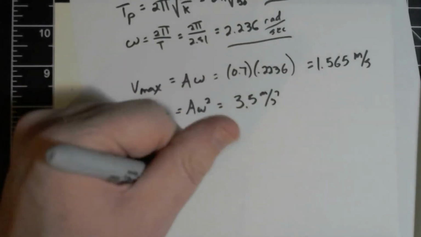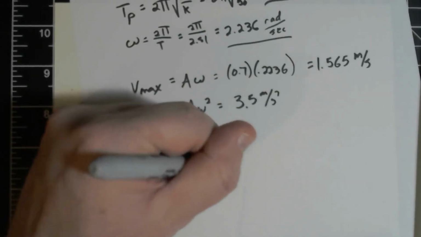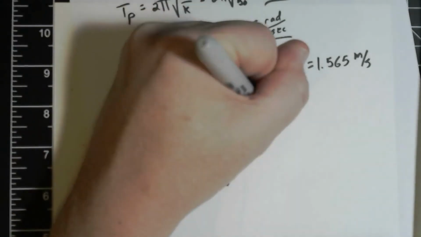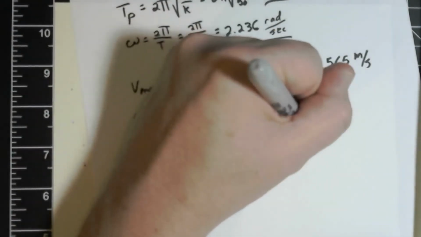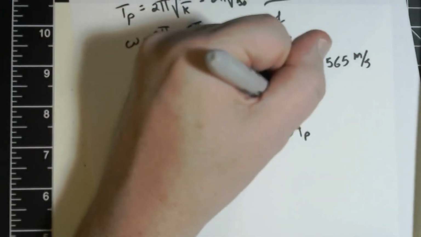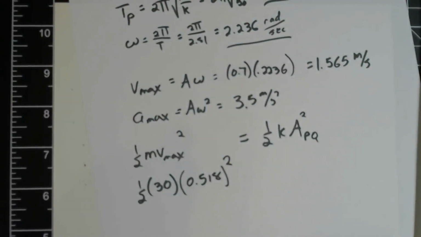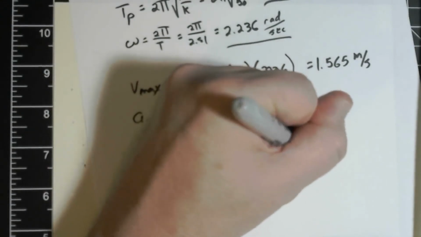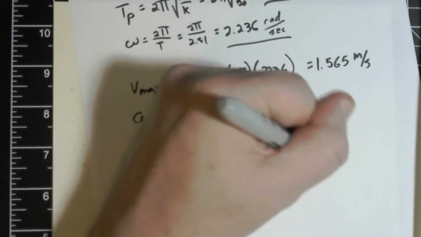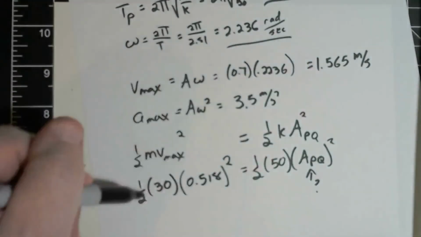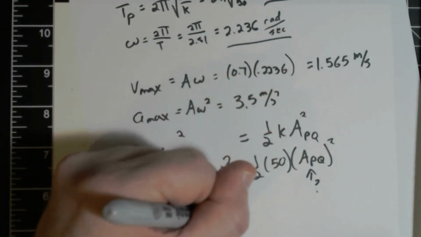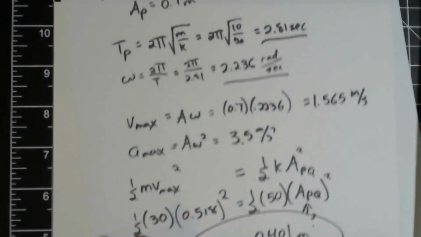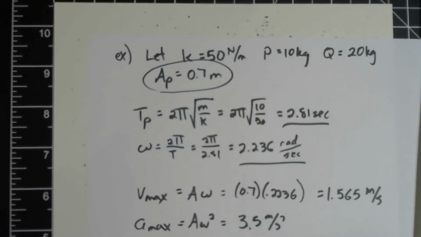And so when I plug that number in here, 0.518 squared, I'll set that term equal to 1/2 k A squared of this new system with this added mass. So that's going to be 1/2 times 50 times this new amplitude. And that's what I'm looking for. I was looking to find out what this new amplitude is. And so when I do the math here and solve for my new amplitude, A PQ, I end up getting 0.401 meters. Whereas before, it was 0.7 meters.